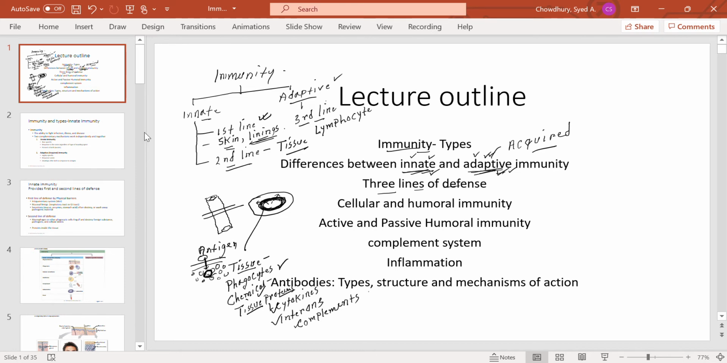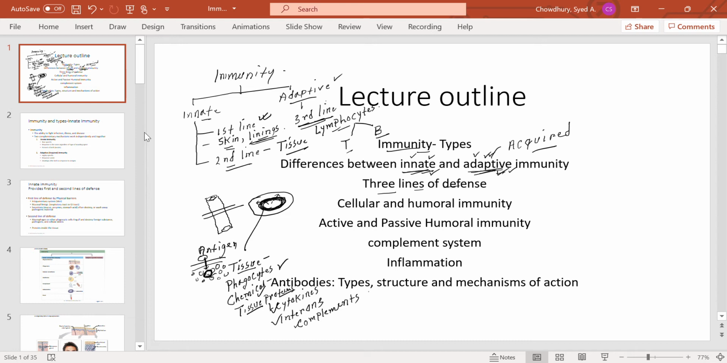Blood has the lymphocytes, one type of white blood cells, right? So lymphocytes would give the third line of defense. Now the lymphocytes could be two types: T cells or T lymphocytes and B cells or B lymphocytes.